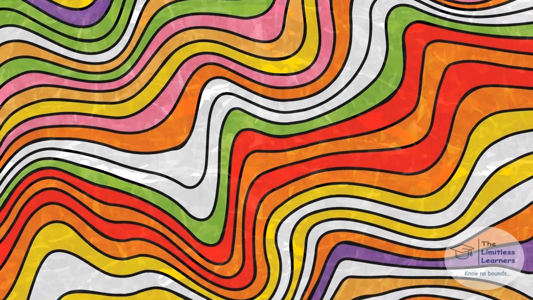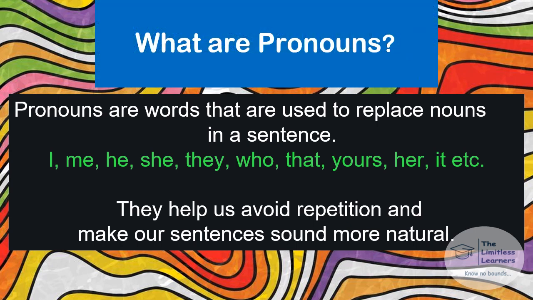Pronoun. What are pronouns? Pronouns are words that are used to replace nouns in a sentence. For example, I, me, he, she, they, who, that, yours, her, it, etc. They help us avoid repetition and make our sentences sound more natural. Now, repetition of what? Repetition of nouns, of course.